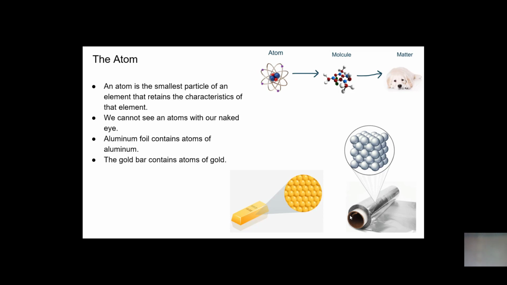We cannot see the atom with our naked eyes. We need special instrumentation in order to do that. And I have seen an atom, and it was still difficult to understand what I was looking at. So let me explain the definition.